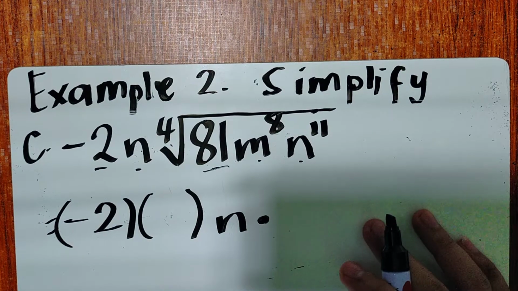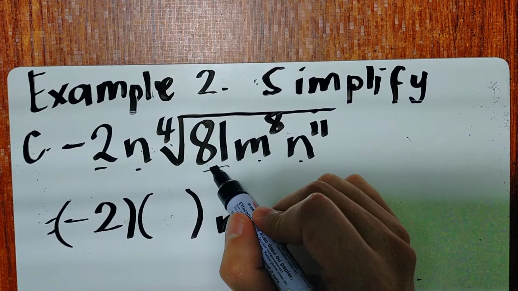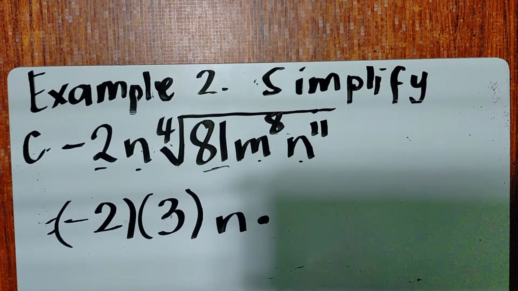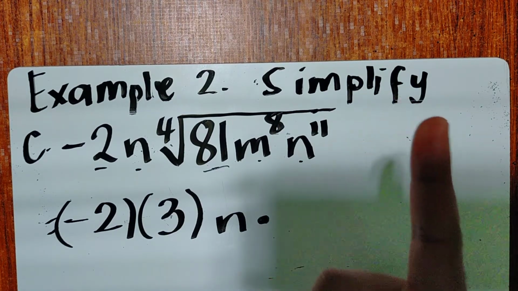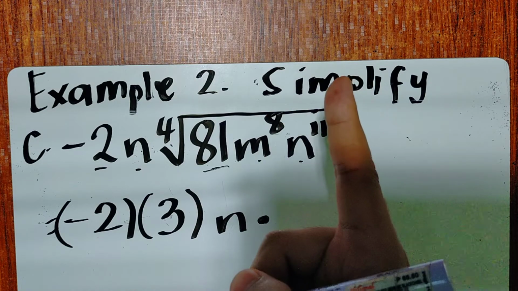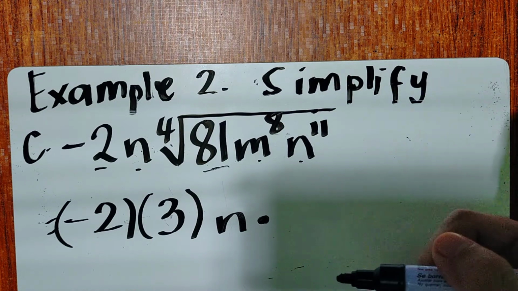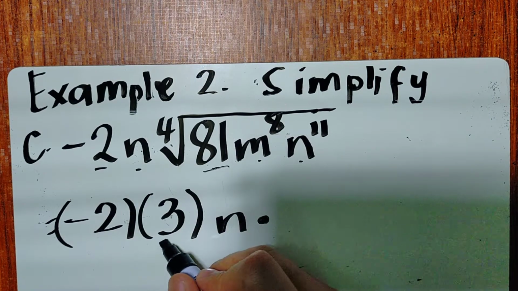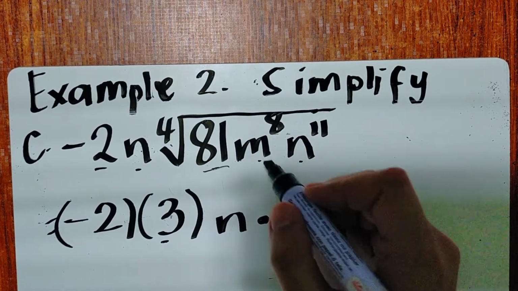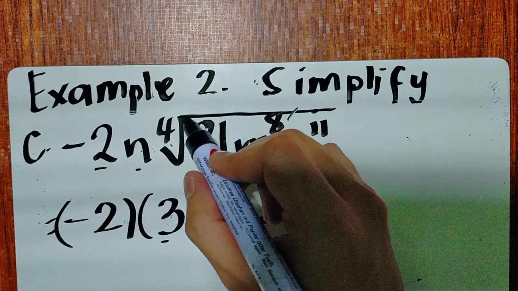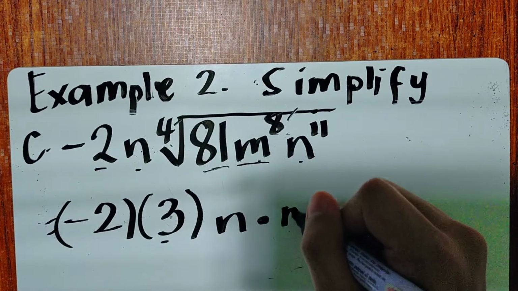So, again, let's find. What is the perfect 4th root of 81? 3. Paano naging 3? Multiply mo yung 3 ng 4 na beses sa sarili niya. 3 times 3, 9. 9 times 3, 27. 27 times 3 is 81. Kaya naging 3 yung answer natin. Next, yung m naman, since 8 yung given na exponent natin, divide natin sa 4, ang kalalabasan ay 2.